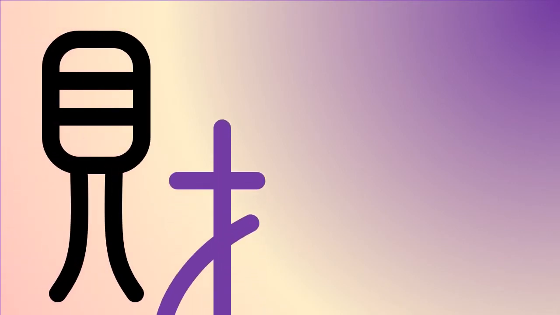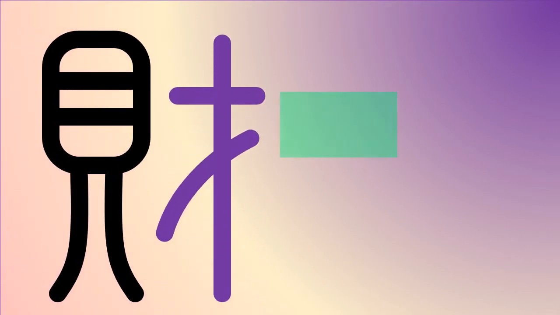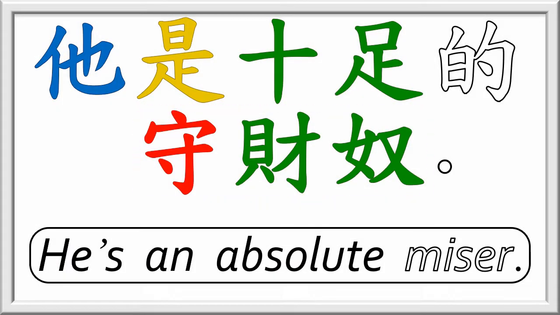The fifth character in today's lesson is a cowrie shell paired with the familiar cai from lesson 4, serving as the phonetic. So it's also pronounced second tone cai, cai. It means wealth or riches. This next example describes the tight-fisted skinflint in your life. 他是十足的守财奴. He's an absolute miser.